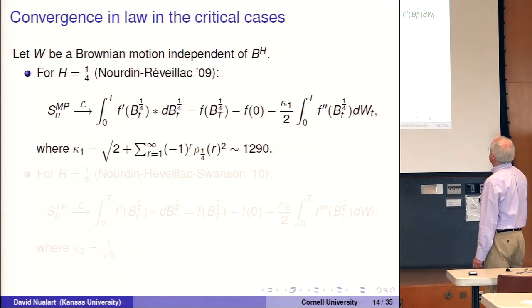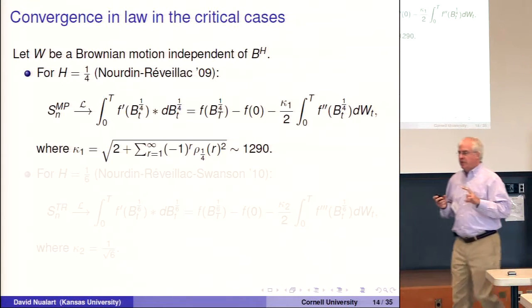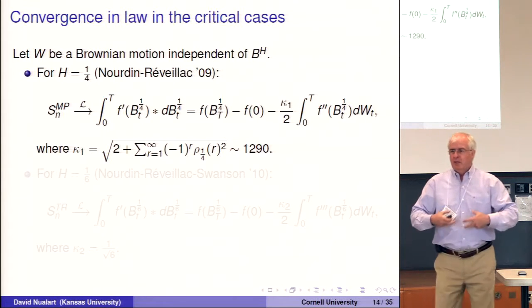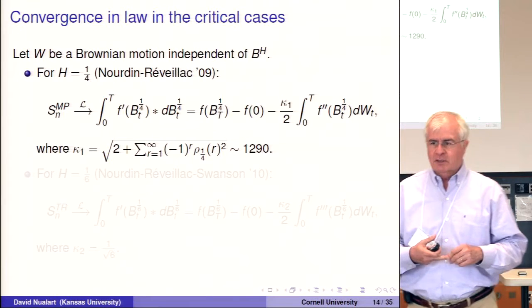So for example, Ivan Rodin and Antonio Revillac proved that in the critical case 1/4, the middle point Riemann sums converge to some integral, and the limit is something like this. You get an additional term here, which looks like the Ito formula, the second derivative, but instead of dt there is a dW_t, where W is a Brownian motion independent of B^H. So this is a kind of non-central limit theorem.